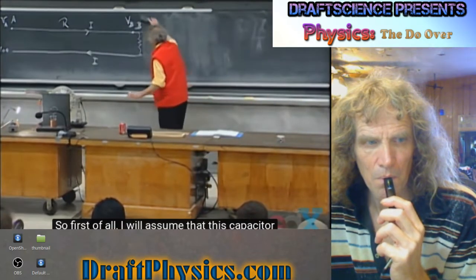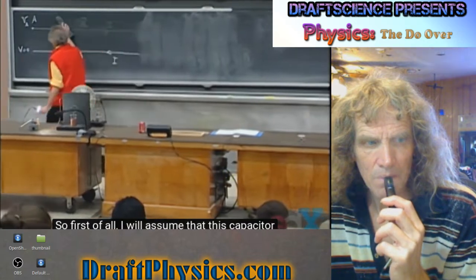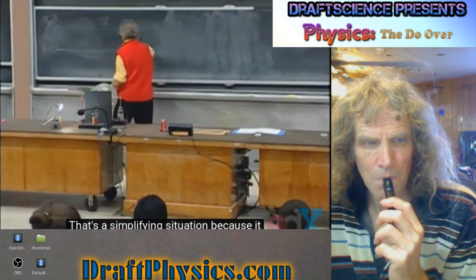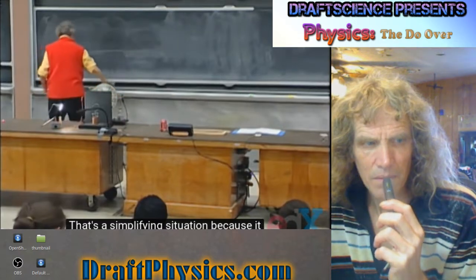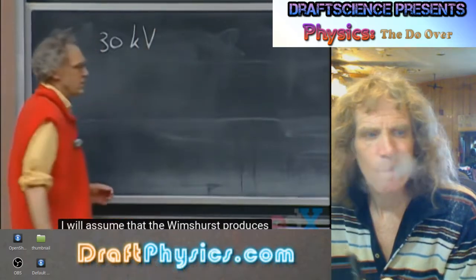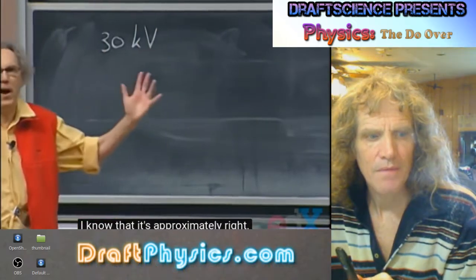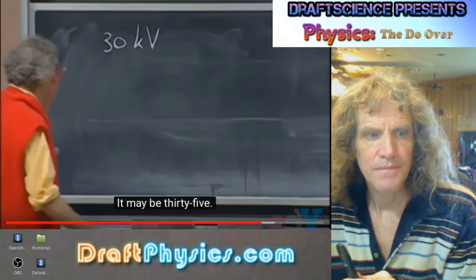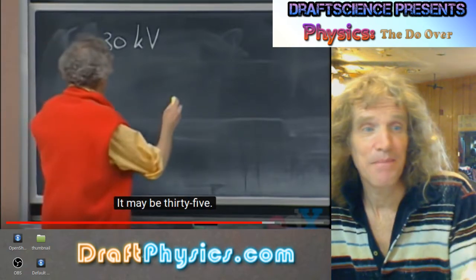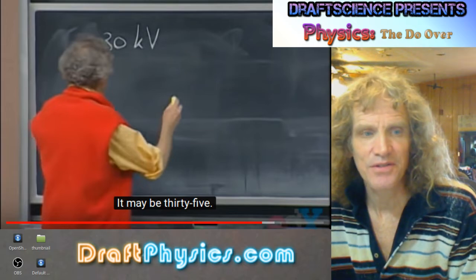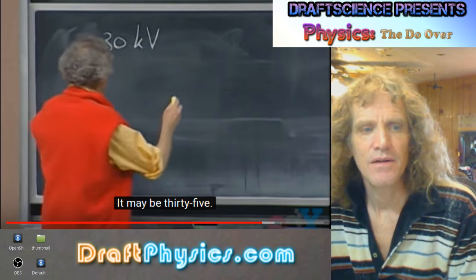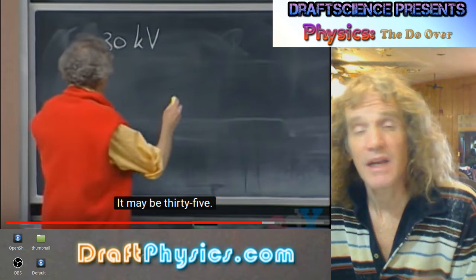So first of all, I will assume that this capacitor is just 2 parallel plane plates. That's a simplifying assumption because it has the shape of a bottle. I will assume that the Wimshurst produces about 30 kilovolts. I know that it's approximately right, but it may be 25, it may be 35. We could have put the voltmeter on there just for fun, to show how much voltage was actually on the thing. That might have been a little bit better, but anyway.